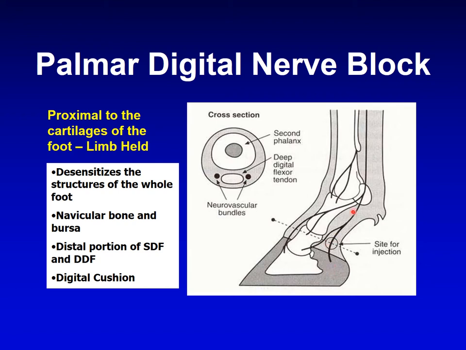So here, you block the palmar digital nerves, both medial and lateral. This is done with the limb flexed and proximal to the level of the hoof cartilages, and you desensitize the navicular bone and bursa, the digital cushion, and also the distal portion of the deep digital flexor tendon and the superficial digital flexor tendon. Now again, if this nerve block worked, that means the problem is within these three structures in the foot: navicular bone and bursa, cushion, or distal end of DDF and SDF. Now, if the lameness continues, then we have to go to the next nerve block.